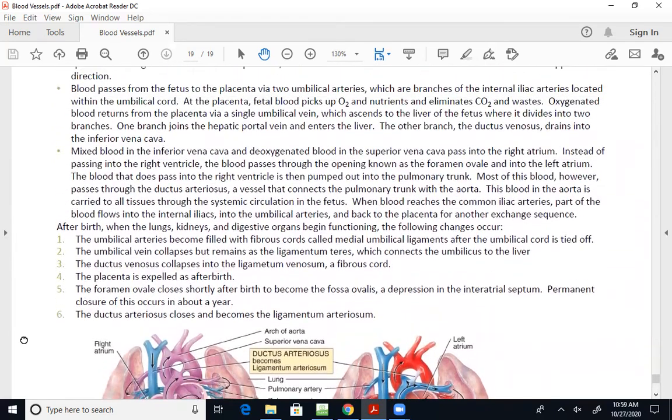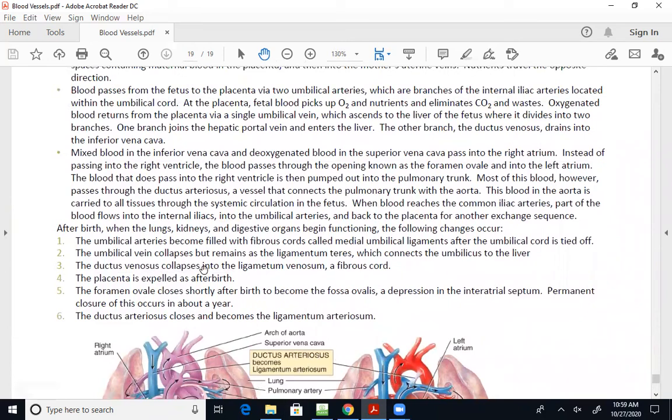Okay. As far as the exams go, do not worry about the pictures. I do want you to especially focus on these last 6 things, talking about what happens and what changes occur to the cardiovascular system.